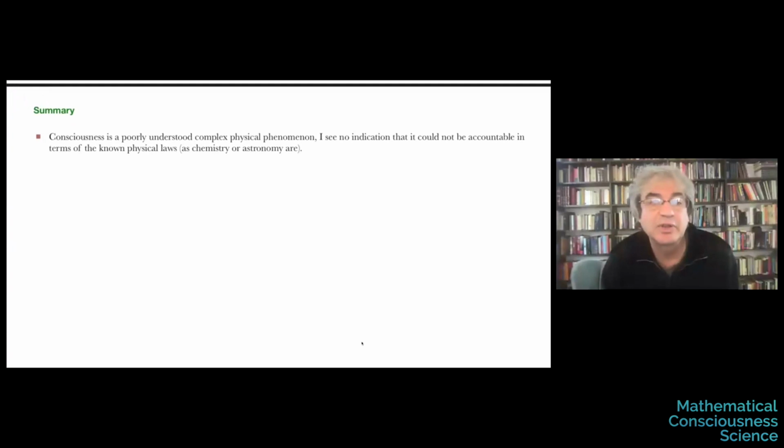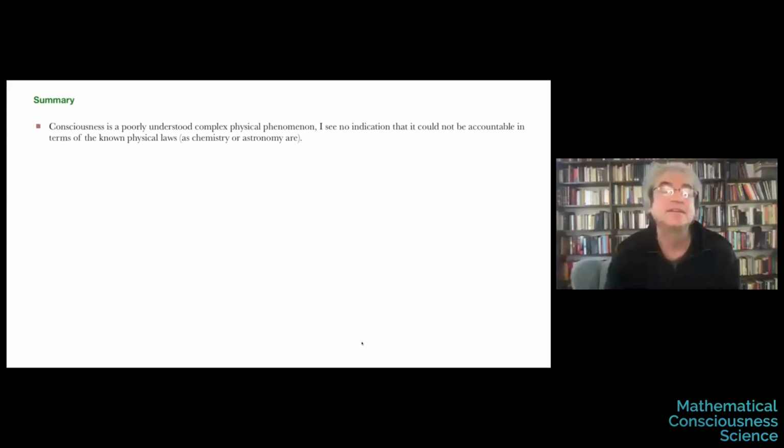I summarize. First of all, I repeat the last sentence. Consciousness is a poorly understood complex physical phenomenon. I see no indication that it cannot be accounted for in terms of known physical laws. It's a macroscopic phenomenon. We should never forget that. Otherwise, we don't understand how it could be time-oriented. And it's not a single thing. It's a process happening in terms of something else.